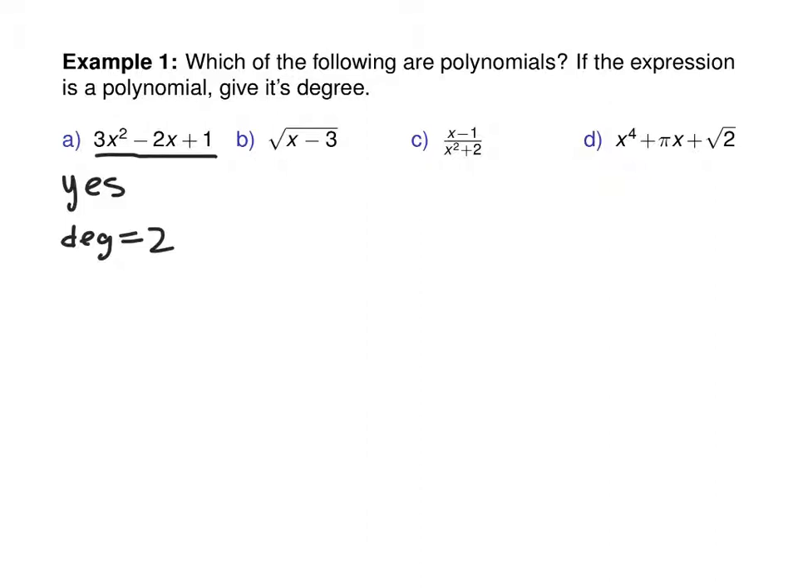So, how about the second one? Is that a polynomial? No. Next one? No. That's something called a rational function, which we'll discuss later in this class. Is this next one a polynomial? Yes. So the root 2 is just, there's no x there, right? You just added a number, that's okay. So what is the degree of that polynomial? 4.